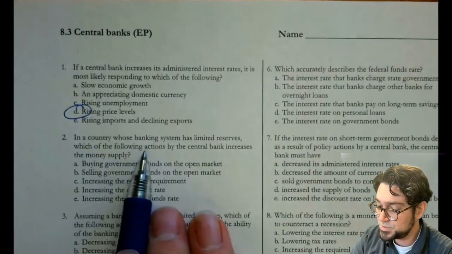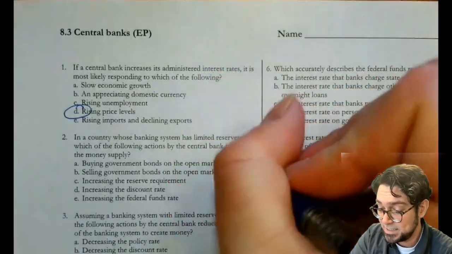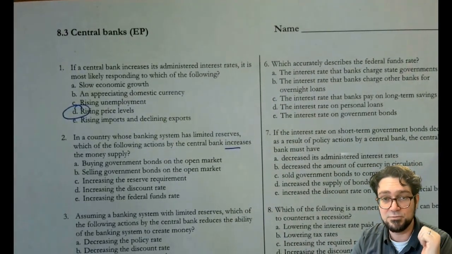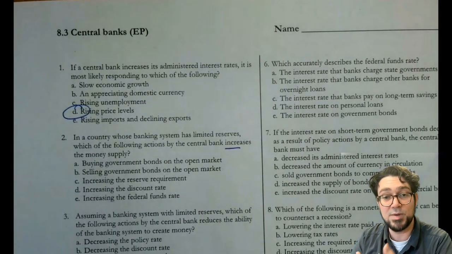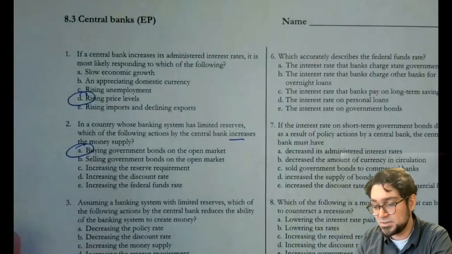Number two, in a country whose banking system has limited reserves, which of the following actions increases the money supply? So we have three things that it could be: lower the reserve ratio, lower the discount rate, or buy bonds. And the first one here, buying government bonds on the open market, is our correct answer, A.